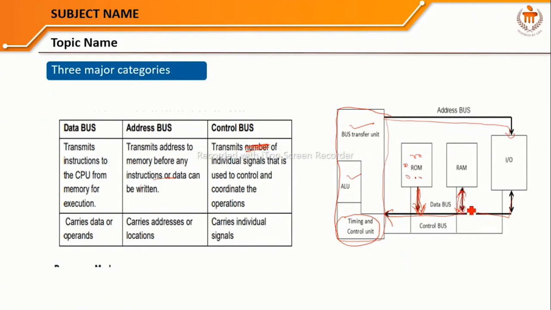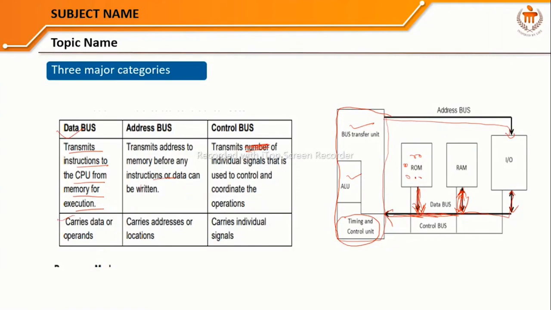So here we can see the double sided arrow, and also in input and output devices we can take and give the information. So what is this thing? Transmitting the instruction to the CPU from memory for execution is done by the data bus. Here we can see the data bus, and it can transfer the information from the CPU. It carries the data or operation. It can also carry the data for the operations.